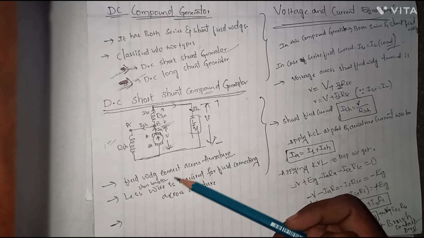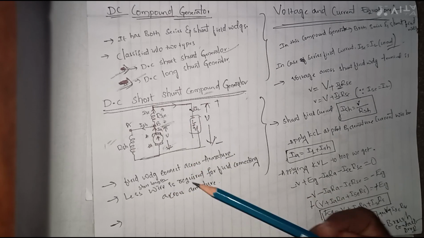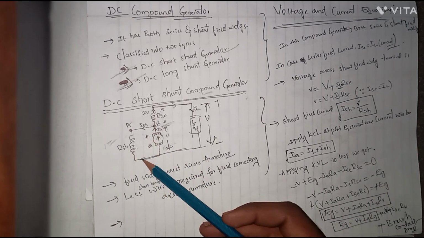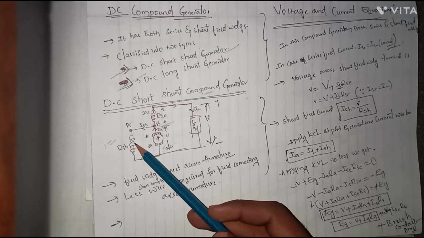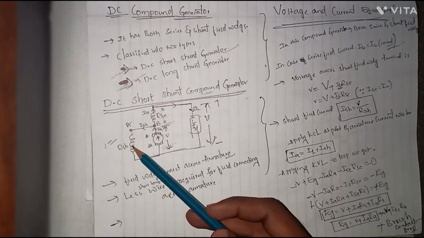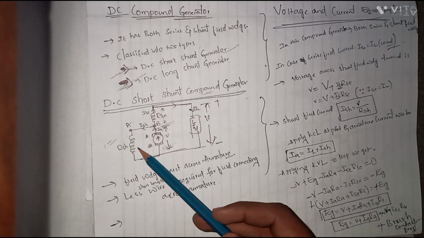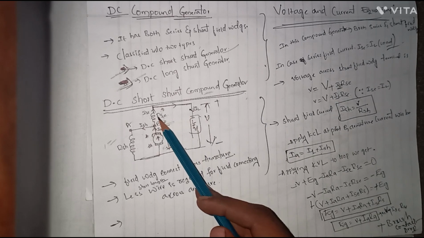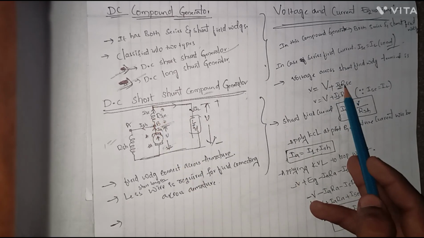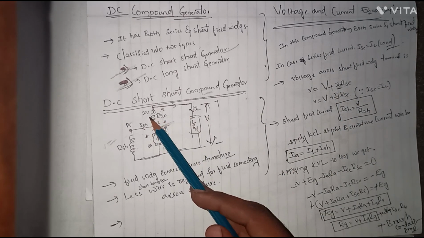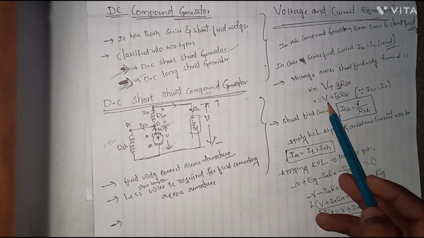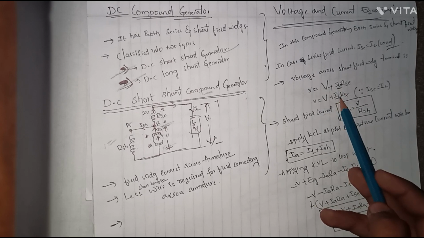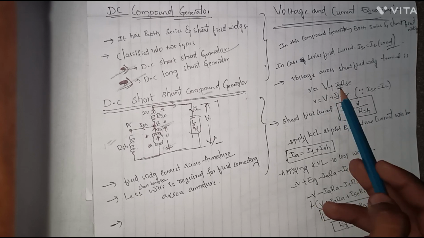Here, the shunt field winding and the series field winding. The voltage across the shunt field resistance, small v, equals the terminal voltage plus the series field current times the series field resistance, ISC into RSC. So v equals V plus IL RSC. Instead of ISC, we wrote IL because of the series connection.